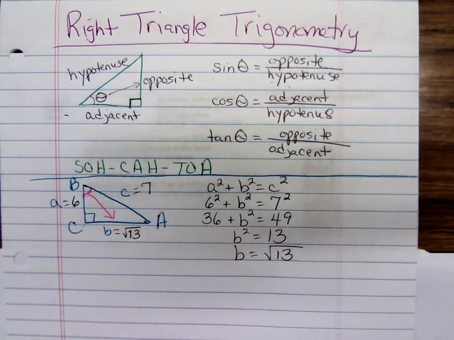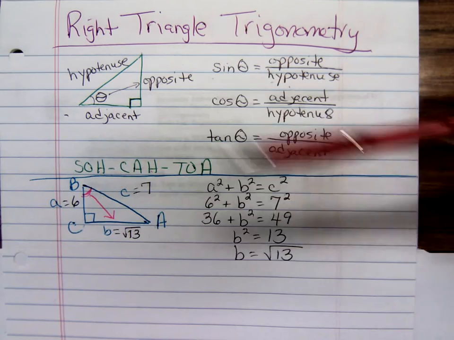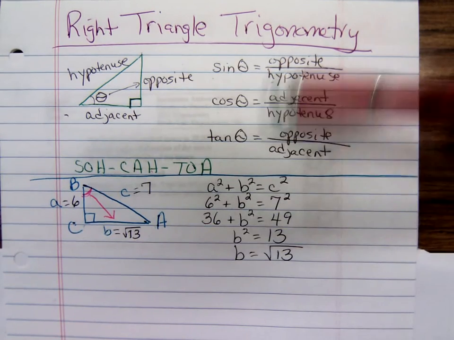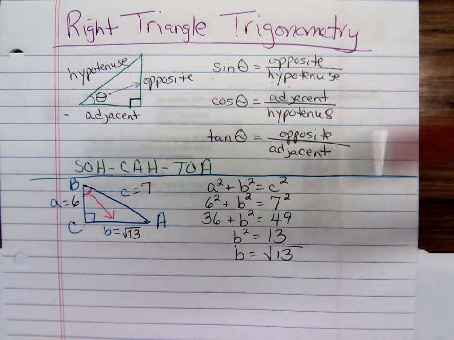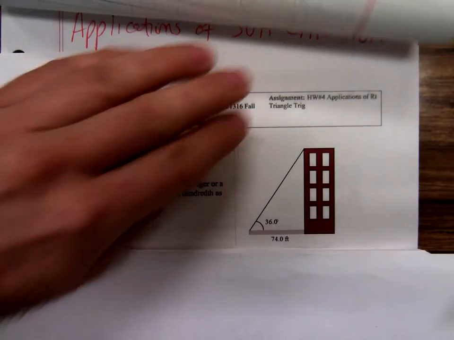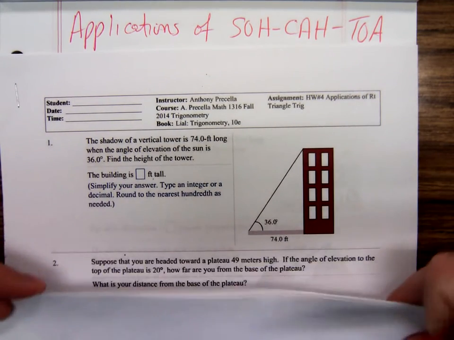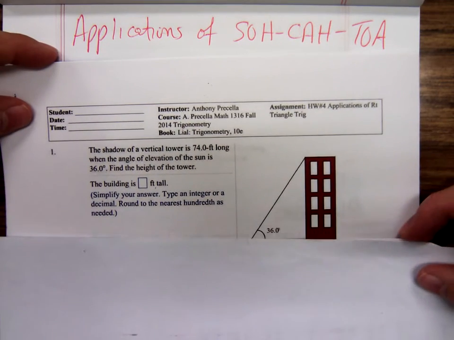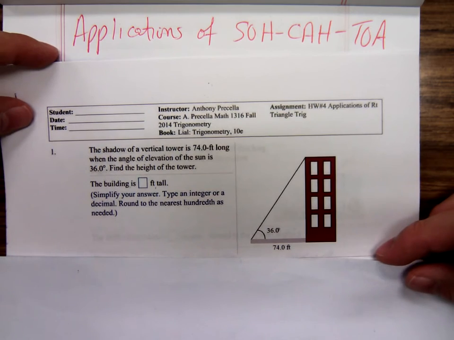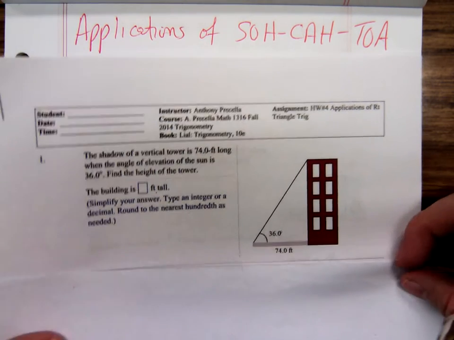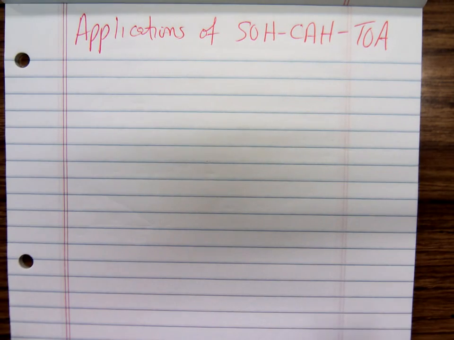In our last session, we discussed right triangle trigonometry, defined the trig functions in terms of a right triangle, SOHCAHTOA, and solved right triangles. Today we're going to look at some applications. Those are word problems involving right triangles. To get started, I'm going to give a little bit of terminology.